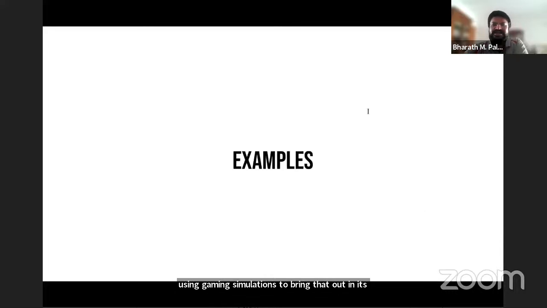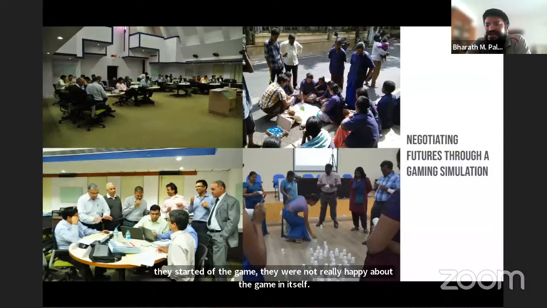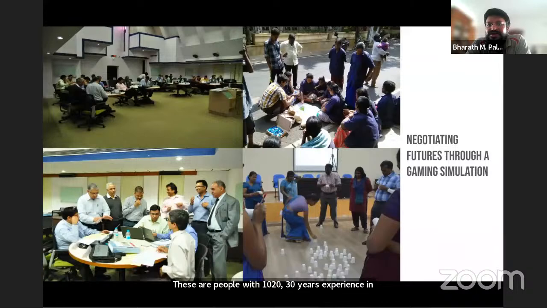A few examples that I thought I can end with before we open the floor for further questions. I talked about the energy game. On the left-hand side are Indian administrative officials who were playing the energy game in the context of India. And as you can see, when Eric, you were asking about how safe is the environment, right? When they started off the game, they were not really happy about the game in itself. These are people with 10, 20, 30 years experience in the civil services. You're asking them to sit and play a game.